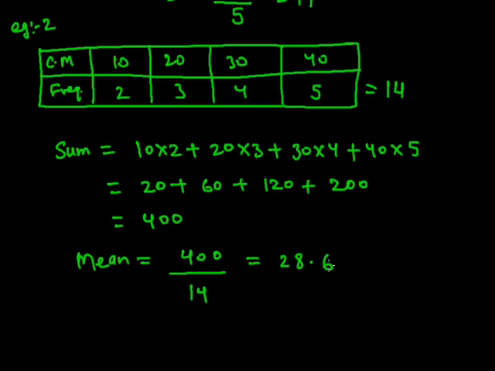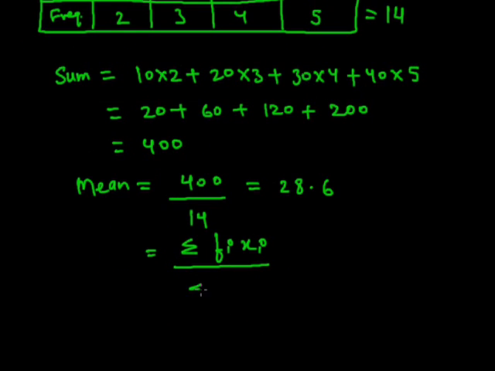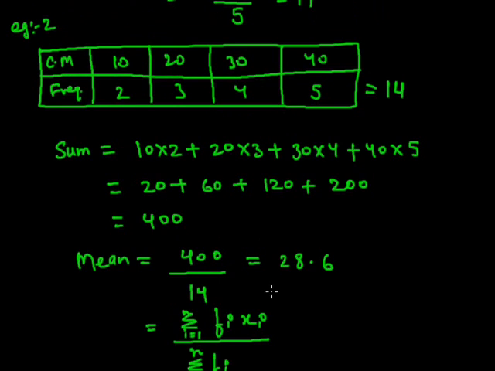For finding out the mean, we also use this formula, that is the sum of fi into xi divided by the sum of fi, where i belongs to 1 to n. N means the number of observations. So according to the number of observations, we can easily find out the mean in this case.